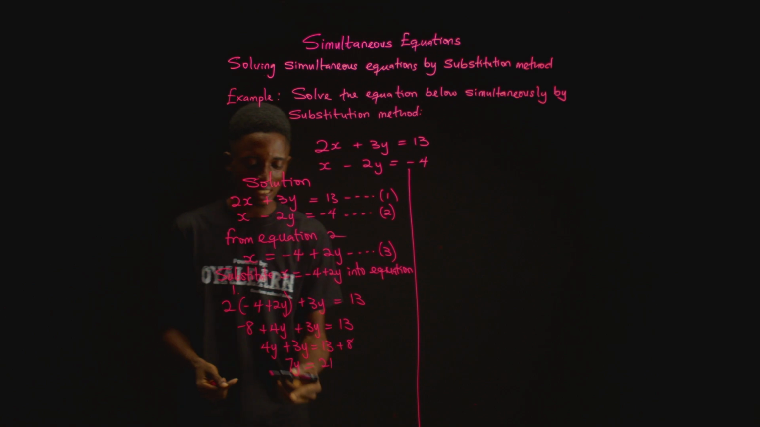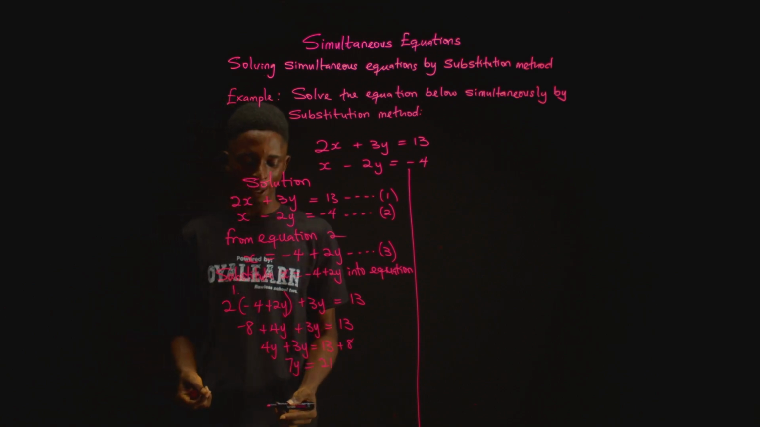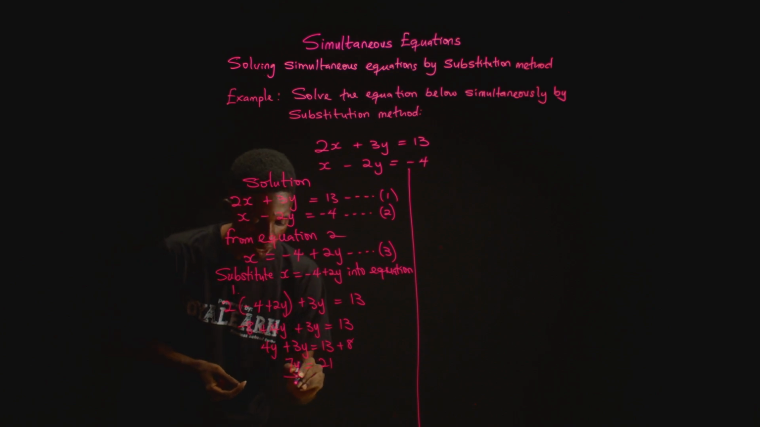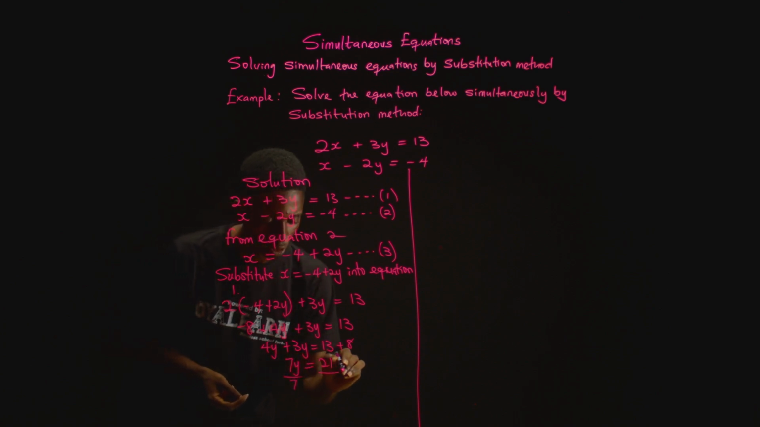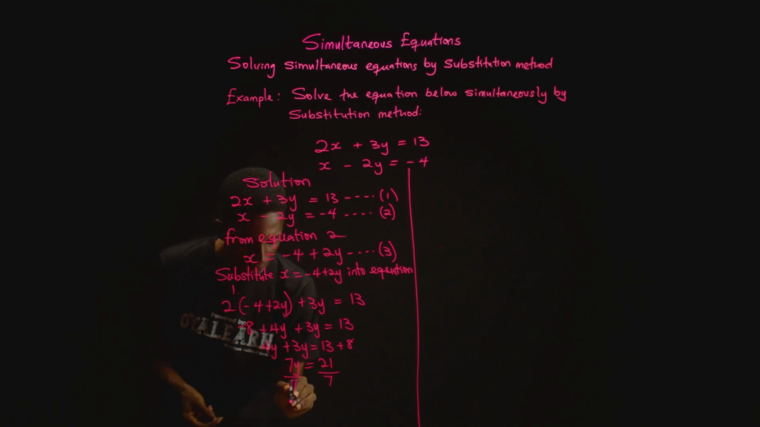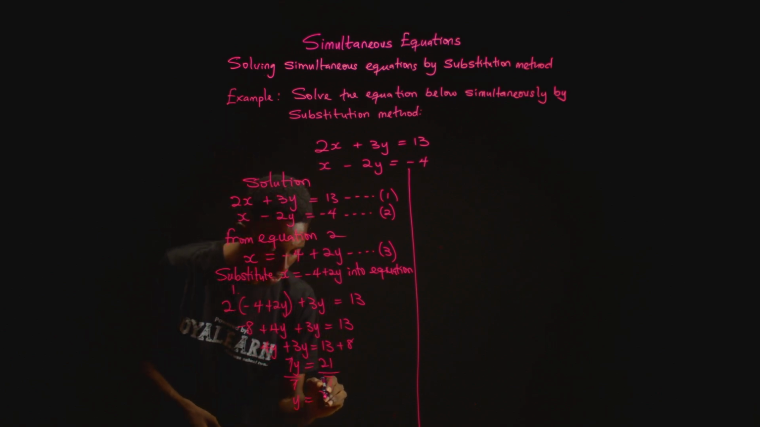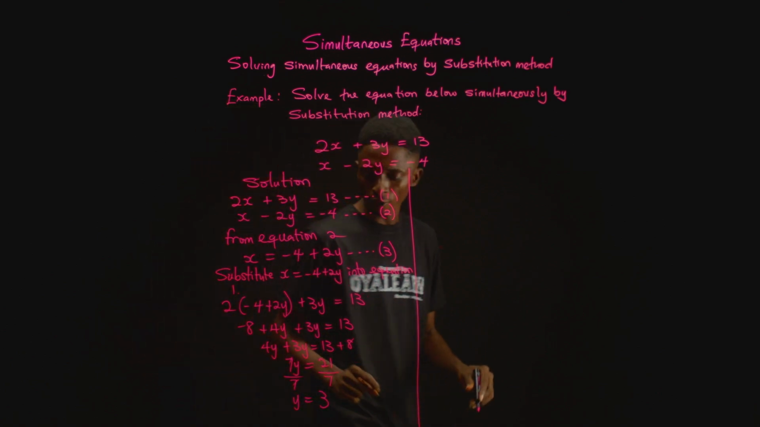Now the next thing to do is divide both sides by the coefficient of y. And the coefficient of y is 7. Therefore, we have divided by 7 and 21 divided by 7. And when 7 cancels 7, our y equals 21 divided by 7 gives us 3. Now we have solved for y.